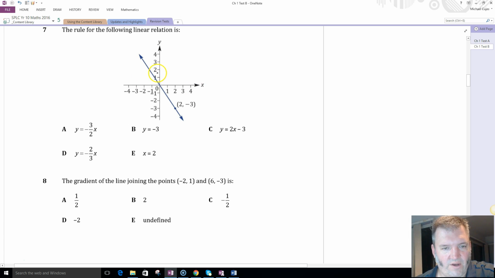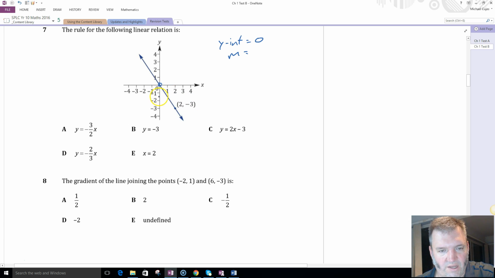Trying to find the rule of an equation. What are the two things we need? The y-intercept, which in this case is 0. We can see that right there. And the gradient. Well, here, just find 2 points that we can see the coordinates for. So we've got the origin and this point, 2, negative 3.